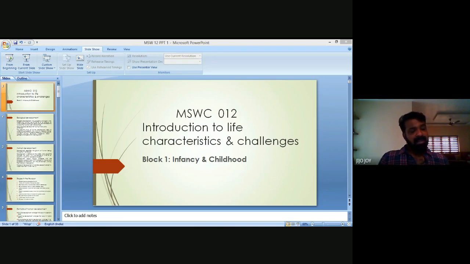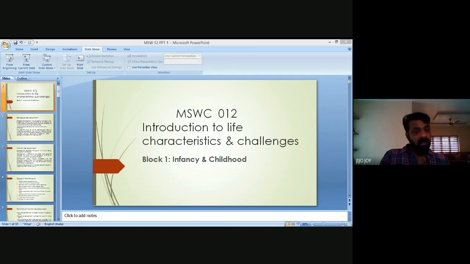Then the elimination, the other adjustmental problem. The infant's organs of elimination begin to work soon after birth. Formerly, waste products were eliminated through the umbilical cord. So during the pregnancy, the waste products were eliminated through the umbilical cord. But after that, the child has to practice with the organs. Okay.